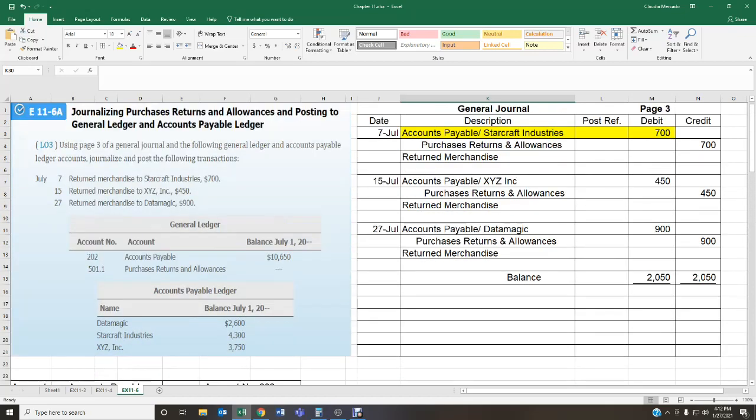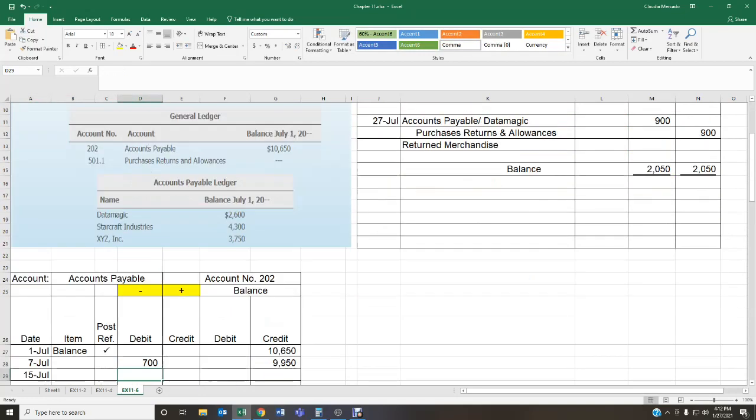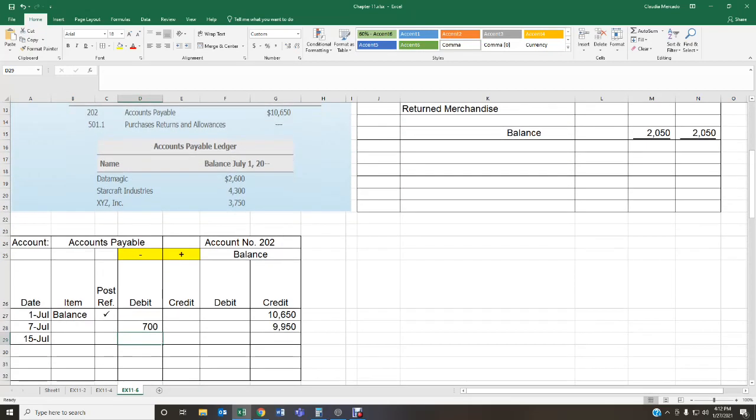That is the first transaction. The next transaction we have for accounts payable is for $450, a debit on the 15th. So July the 15th, we have 450. Well, let me go back. I forgot to do a step. I got ahead of myself.